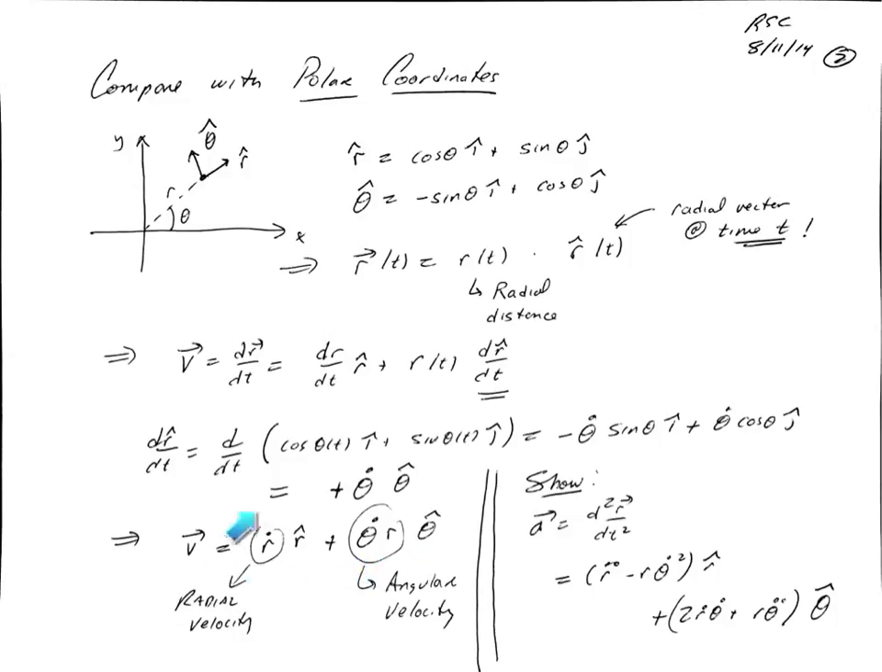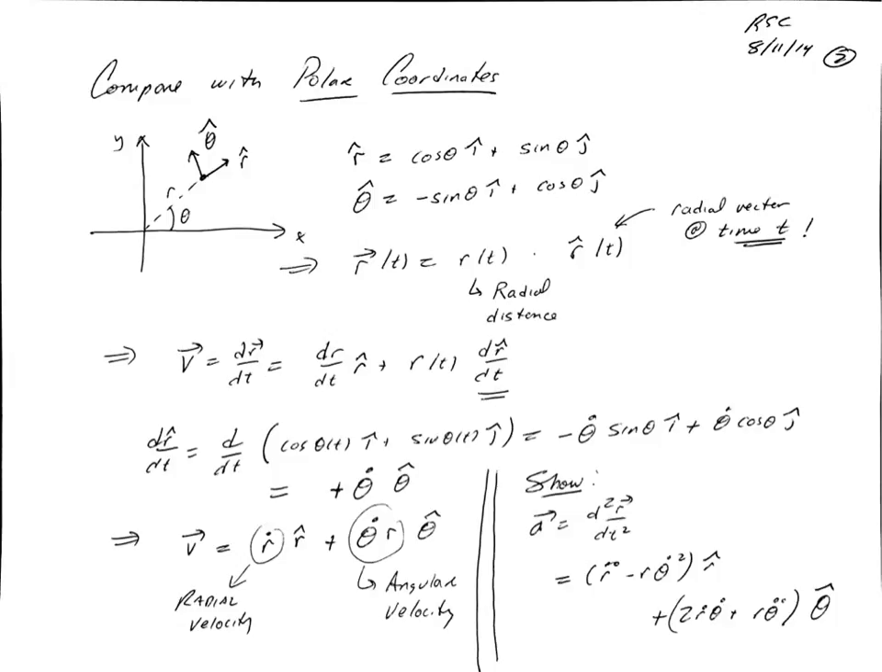And if you think about this for a minute, r dot is just the radial velocity, the rate at which the distance from the origin is changing. And theta dot times r is the angular velocity. Theta dot is often called omega, and this is just r omega.